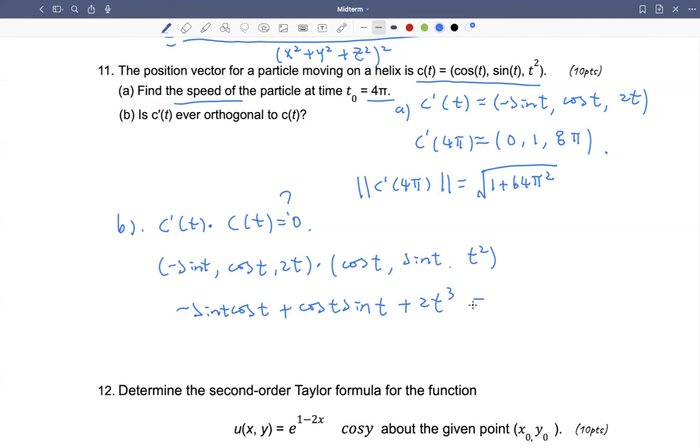Okay, so when will this be zero? Because we have a variable t in it, those two terms cancel each other, so we still get 2t cubed equals zero. Well, that means t equals zero. So yes, indeed, when t equals zero, the two vectors are orthogonal to each other.